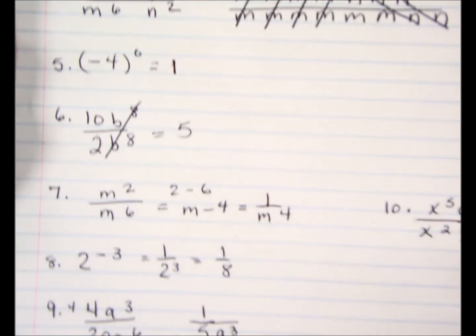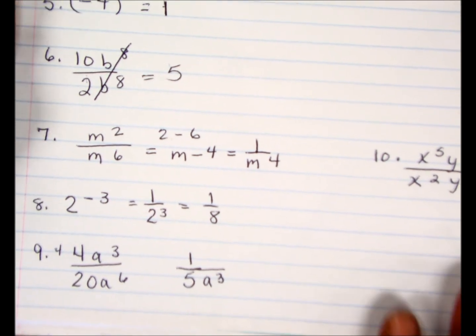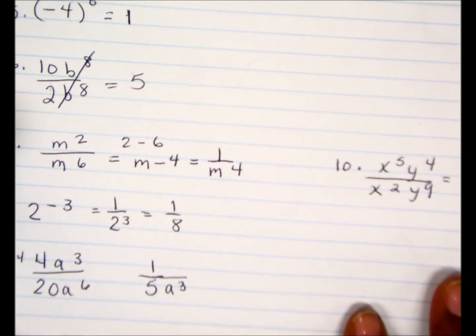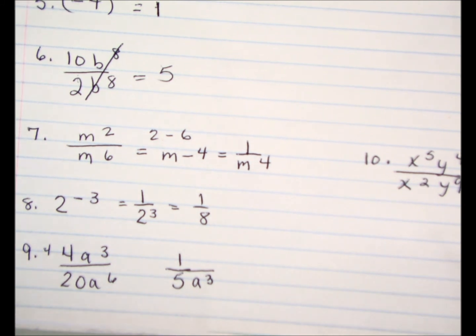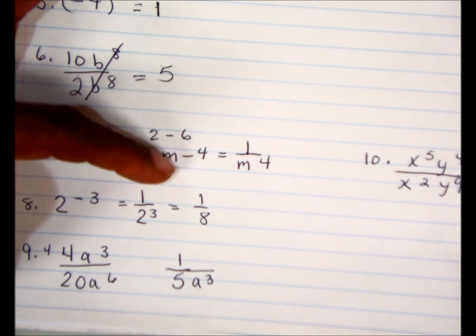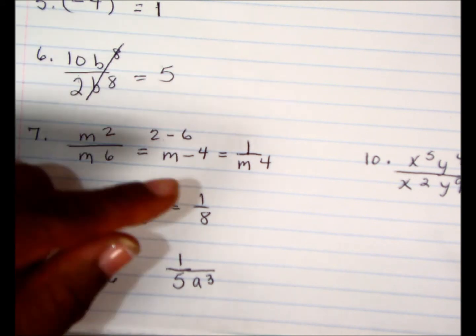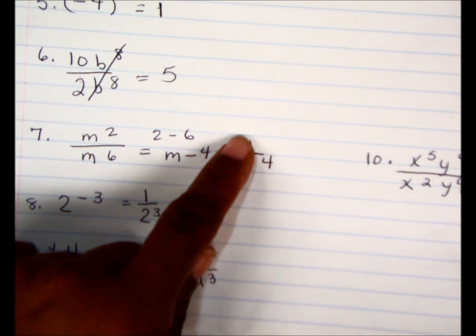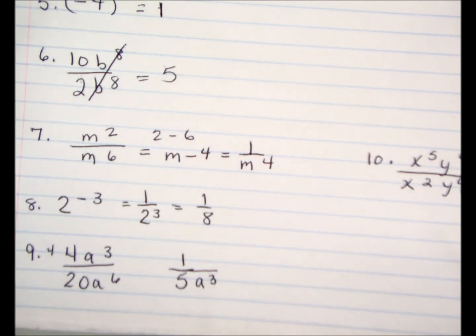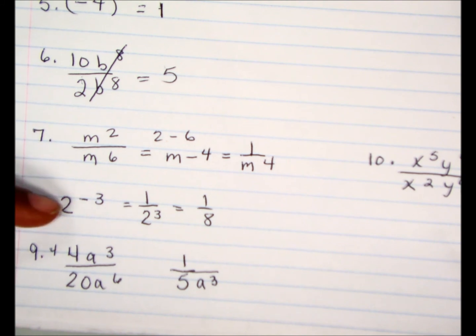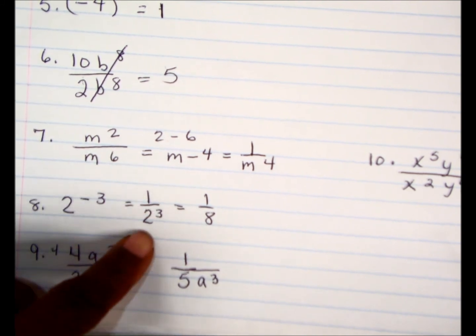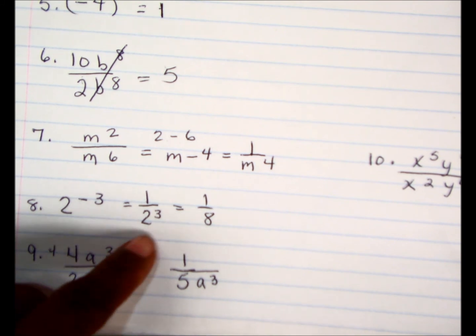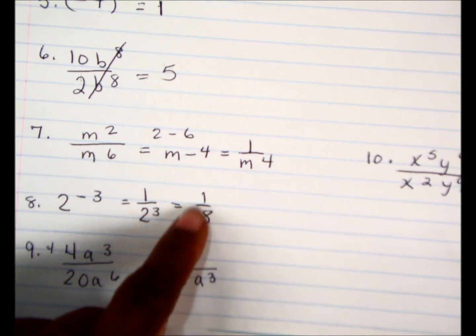In number 7, see if we can get the rest of them, 7, 8, 9, and 10 in view. In number 7, we had m squared divided by m to the 6, so it was 2 minus 6, which would be m to the -4. But again, we don't like negatives, so we converted it to 1 over m to the 4th power. With 2 to the -3, you need to convert it to 1 over 2 to the 3rd power, or 2 cubed, which would equal 1/8.